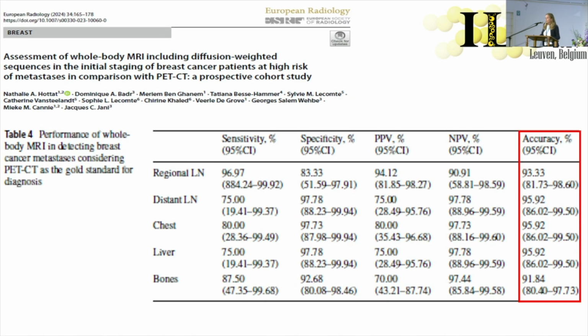Here is a recent study that compared the whole body MRI with the PET-CT, with the PET-CT being the reference standard. So could it reach up to the performance of the PET-CT? We see that the accuracies, not only for the lymph nodes, but also for distant staging of the chest, the liver, and the bones, reached far above 90%.